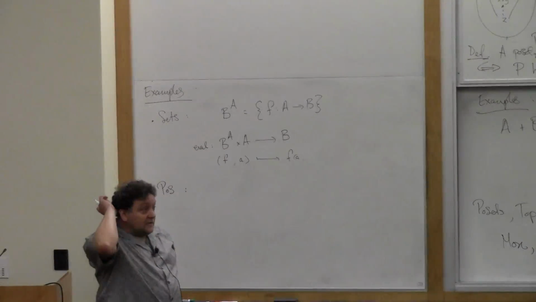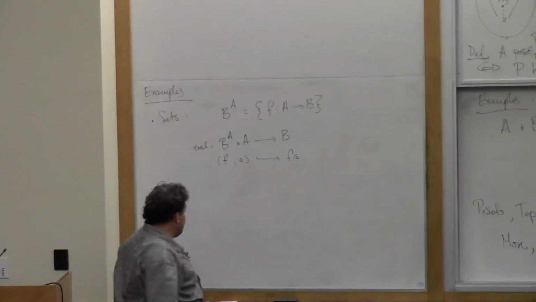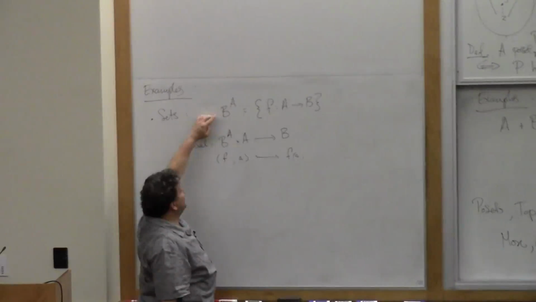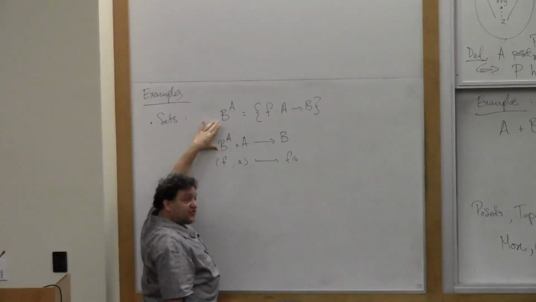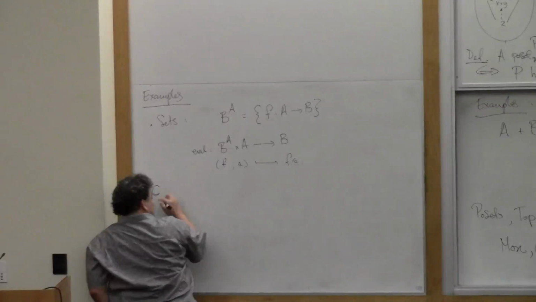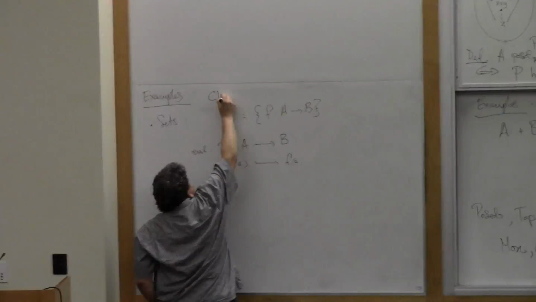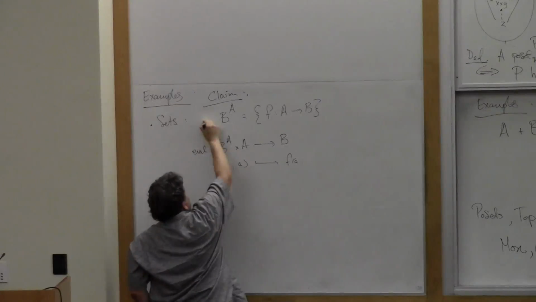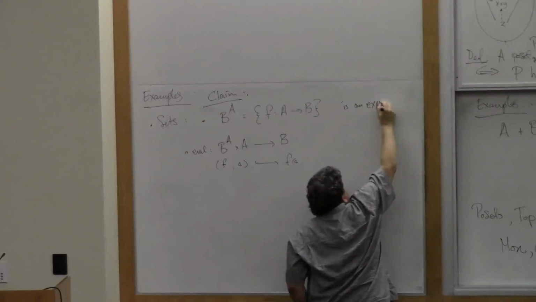Can you explain how the diagram applies to sets? Sure. Let's do that. That's a good idea. Okay, so here's the structure that I'm proposing to be the exponential. And let's check that this really has that universal mapping property. My claim is that this set together with this function is an exponential.